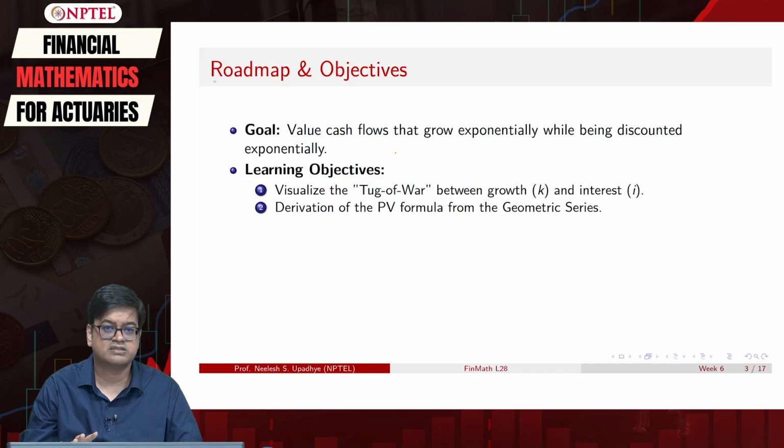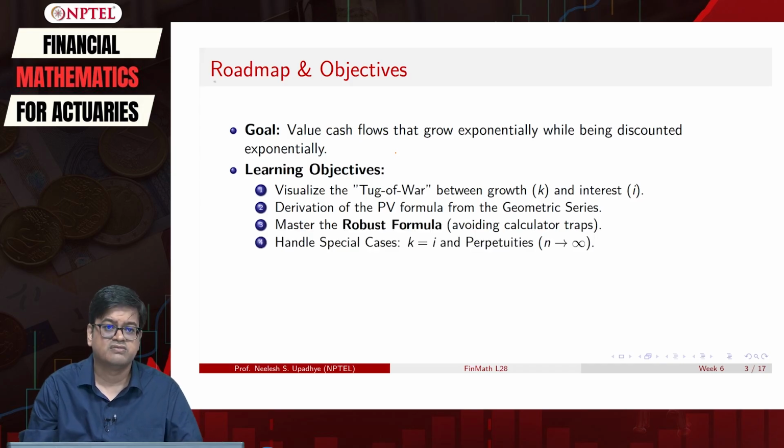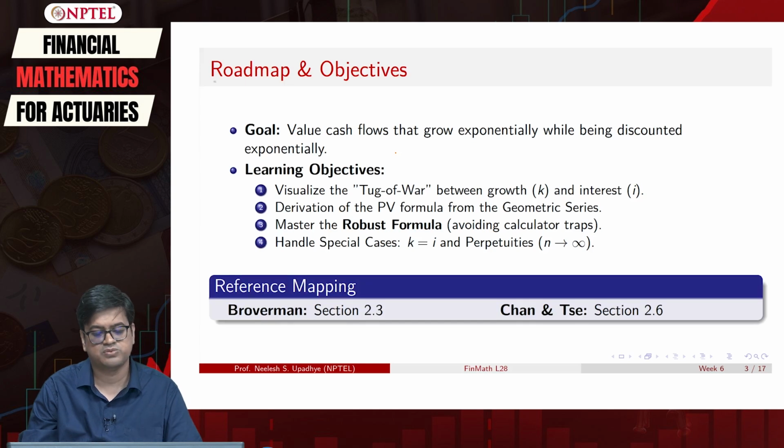Once we have understood all these things, we will master our robust formula and avoid a few calculator traps related to decimal places. Then we will give you some special cases where we will handle perpetuities, or the case like k is equal to i, where the growth is the same as interest. So, actually there is no growth. All these things are nicely written in Brouwermann's section 2.3 and Chan and Say's section 2.6.